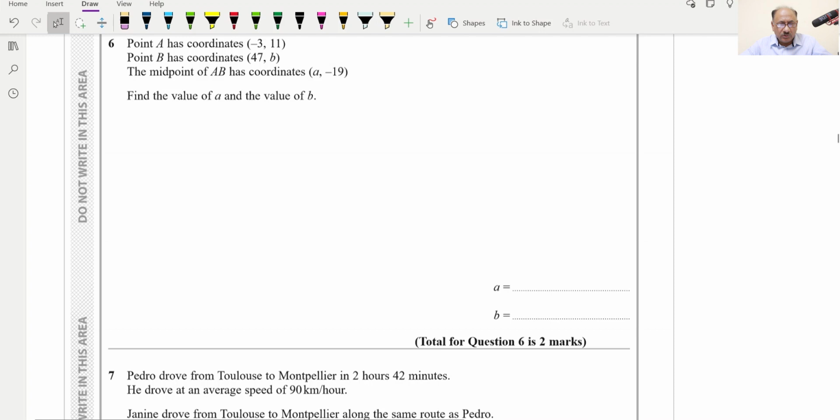Now we can move to question number 6. Question number 6 is very easy. Point A has these coordinates, point B has these coordinates, and the midpoint of A and B has these coordinates.